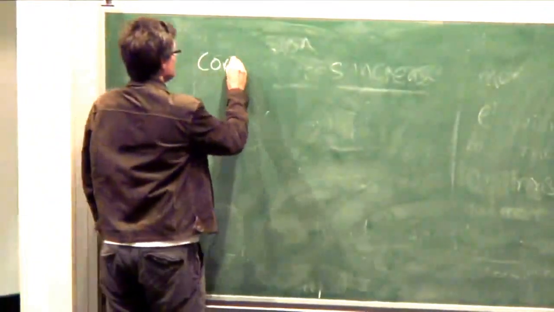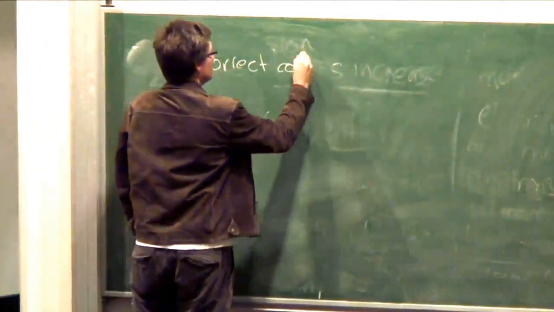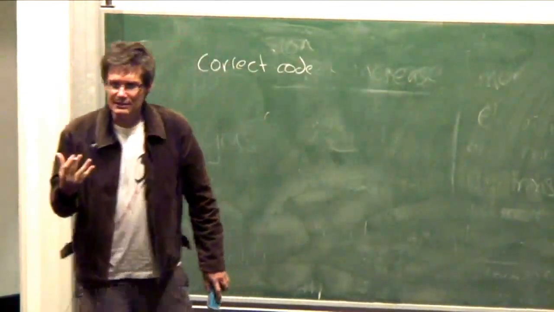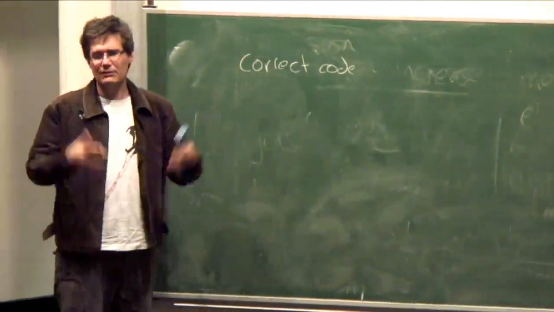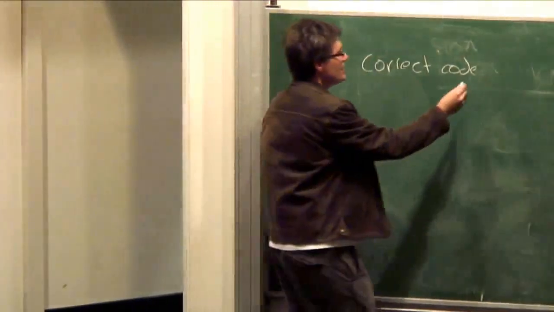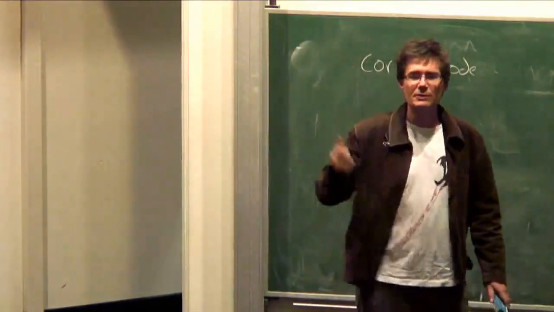What about correct? Correct code. It has this sense of being stricter when we say correct. We're not monkeying around. It's got to satisfy some particular criteria that we've got. It's got to be correct code. And what else? What else do we want?